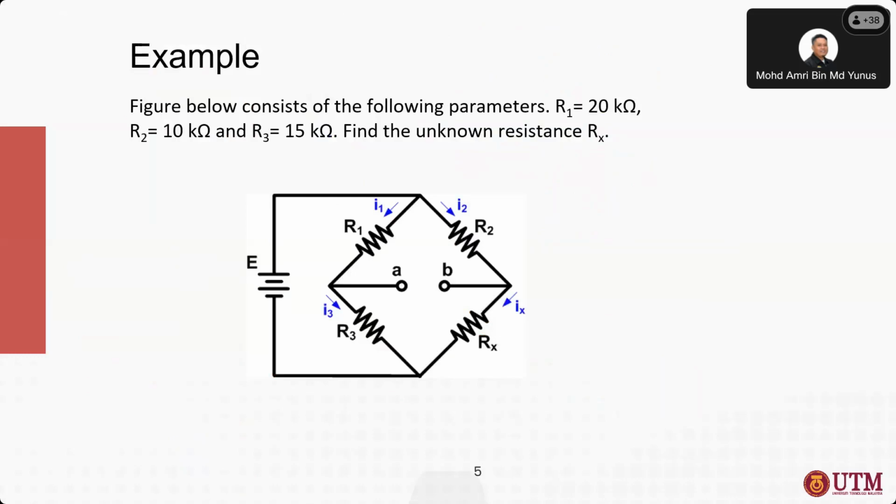So let's use this equation. The figure below consists of the following parameters: R1 is 20K, R2 is 10K, R3 is 50K. Find the unknown value of Rx. We can assume that this is in balance condition.